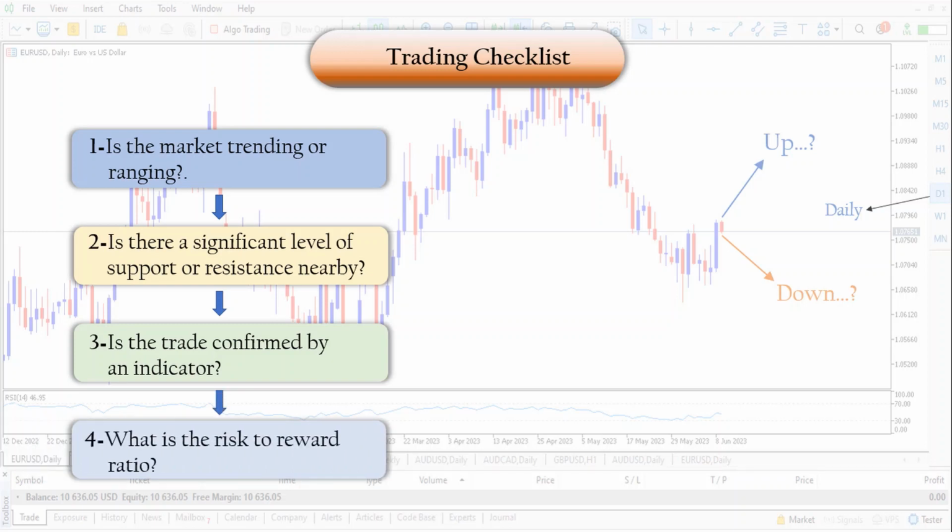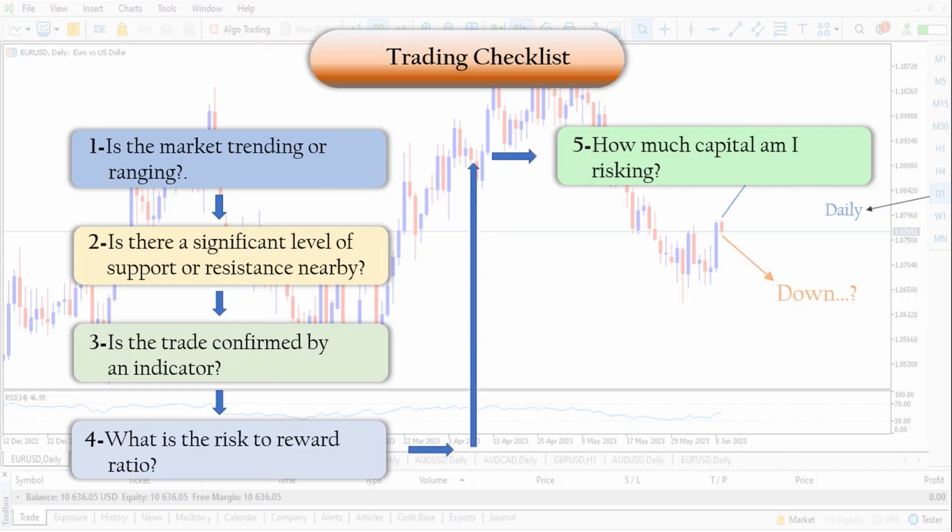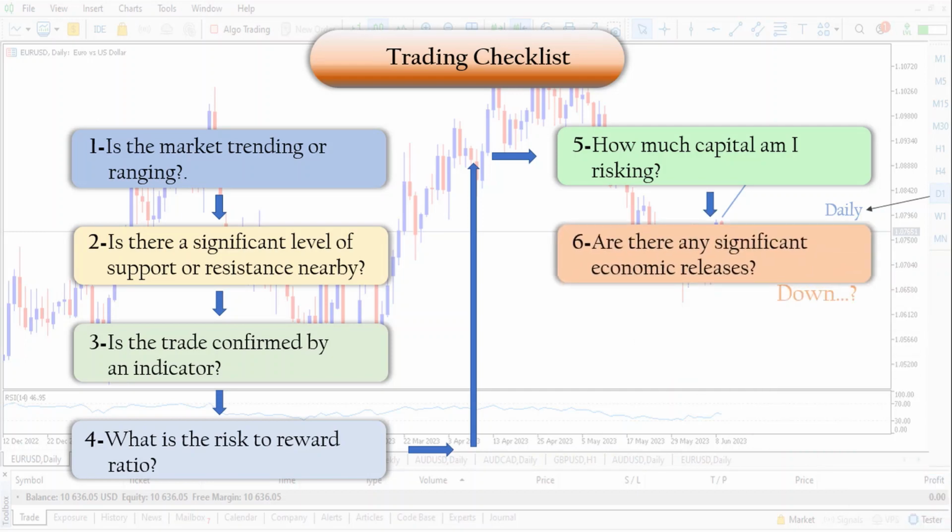4. What is the risk to reward ratio? We should know how much we are going to risk and how much we are supposed to gain. There should be a good risk and reward ratio. And the 5th, we have to know how much capital we are going to risk. 6. Is there a significant economic release at the time that we are trading? We should know about this as well. And the 7th, am I following the trading plan? These are the most important trading checklist items. Today I'm going to apply all of this checklist one by one in a live trade for you, so that you understand and learn how professional traders trade. So let's go back to our trade.